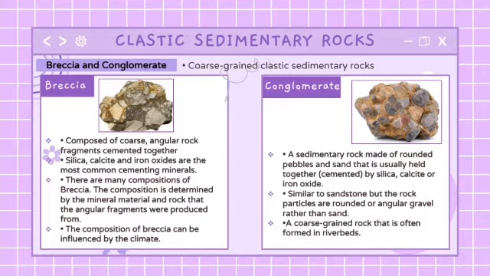Conglomerate is a coarse-grained rock that is often formed in river beds. The pebbles and sand can be composed of many different minerals, but it is usually quartz-based minerals.